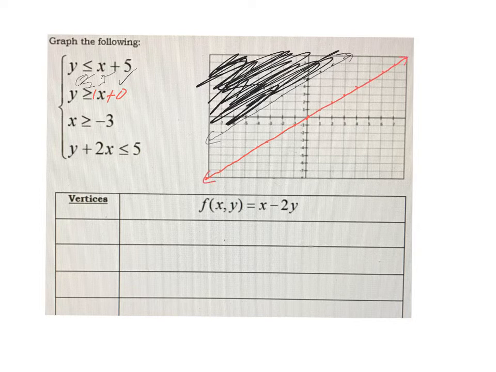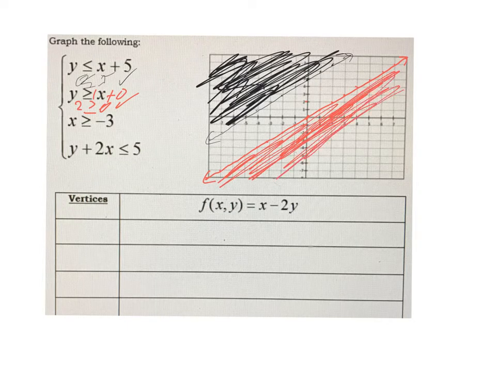Here we can't plug in 0, 0, but you can pick a point like 0, 2, which is above the line. If you plug in 0 for x and 2 for y, that's a true statement: 2 is greater than 0. So all of the points above that red line should be included in our solution set. So again, we're going to shade the opposite, all the points that are not included.